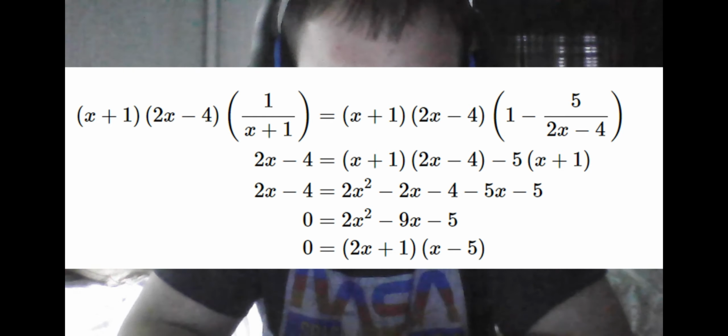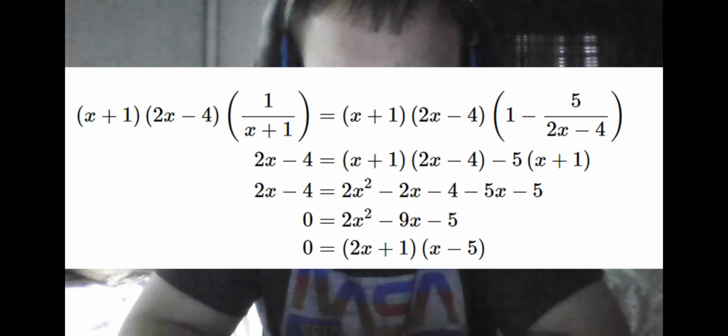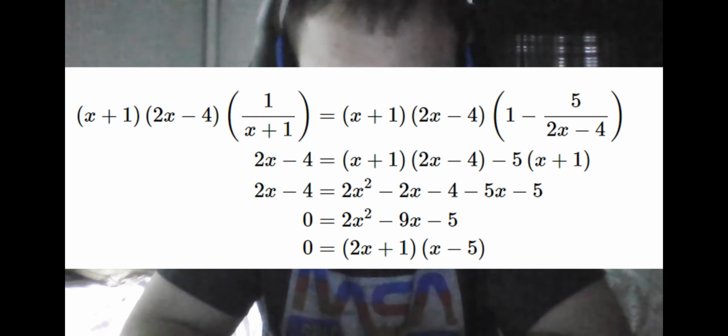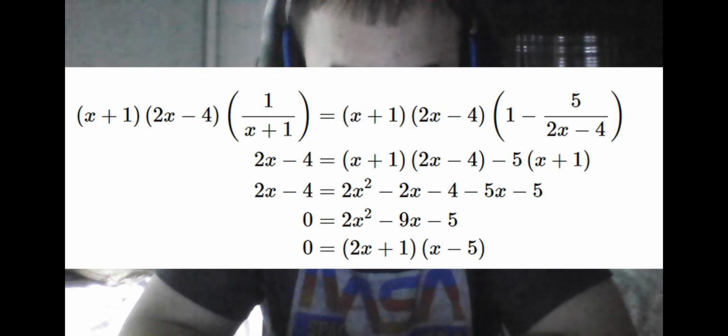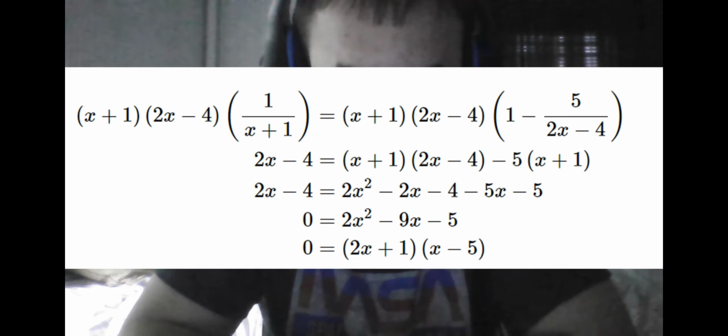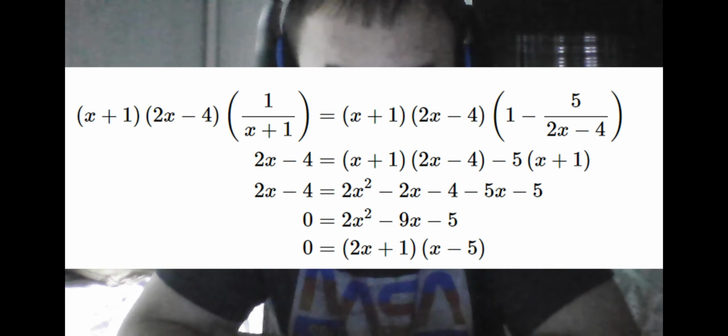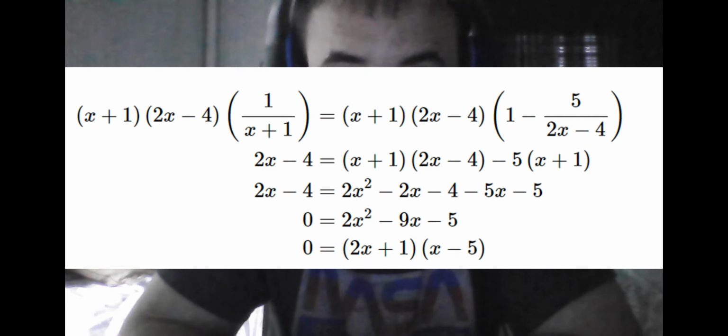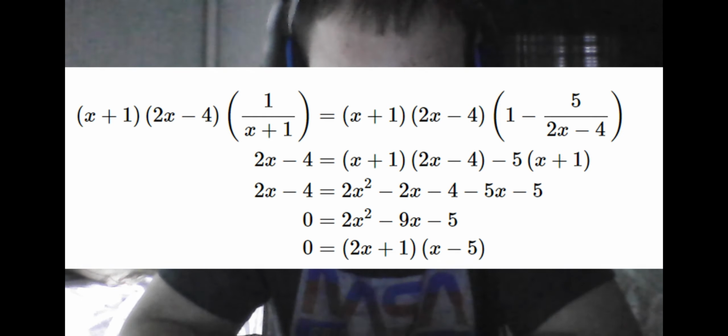But what we can do is rearrange the equation to get a quadratic equation in standard form by combining like terms and adding and subtracting terms on the left hand side to get it to 0, and then solving it by factoring. When we solve it by factoring, we get x equals negative 1/2 or x equals 5, and we will have to test both of these values to make sure we are accurate.